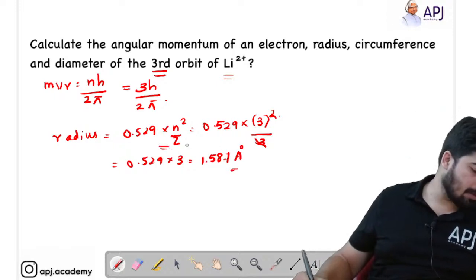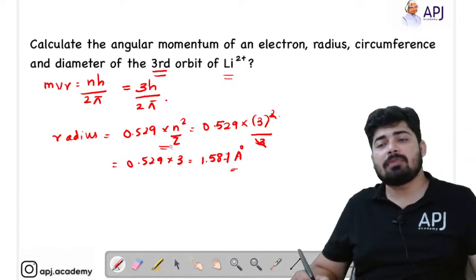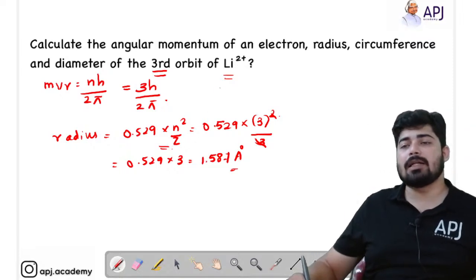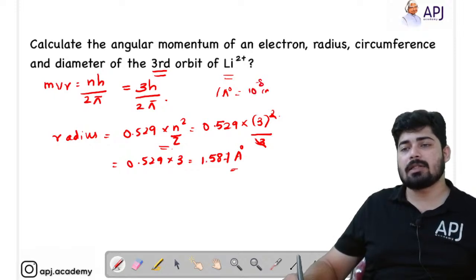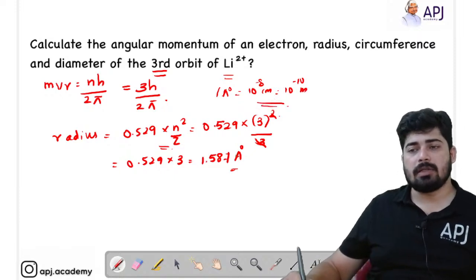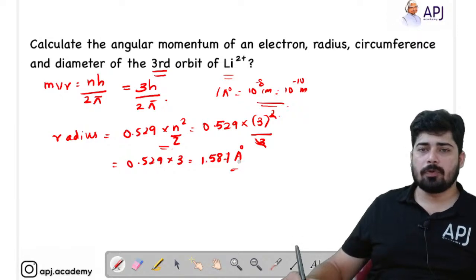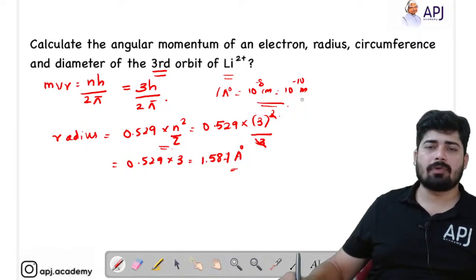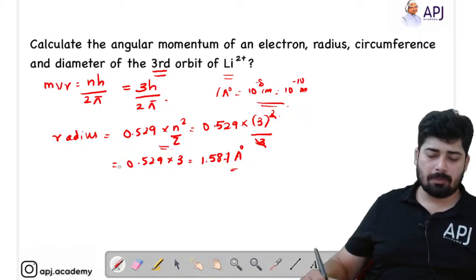Always remember this equation is in Armstrong. The unit is in Armstrong. If you want to convert into meter or centimeter, I have given you the relation that 1 Armstrong is equal to 10 raised to minus 8 centimeter or 10 raised to minus 10 meter. This is how you convert it into centimeter or meter. So if you get the answer in Armstrong, you can convert easily. It's not a big deal.